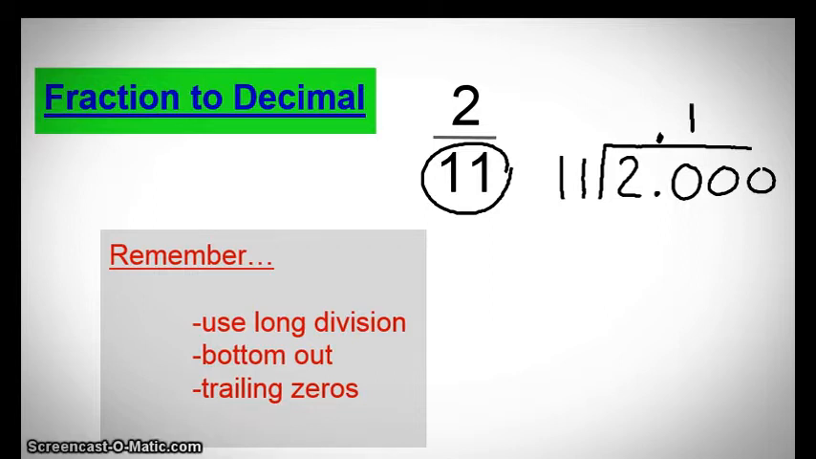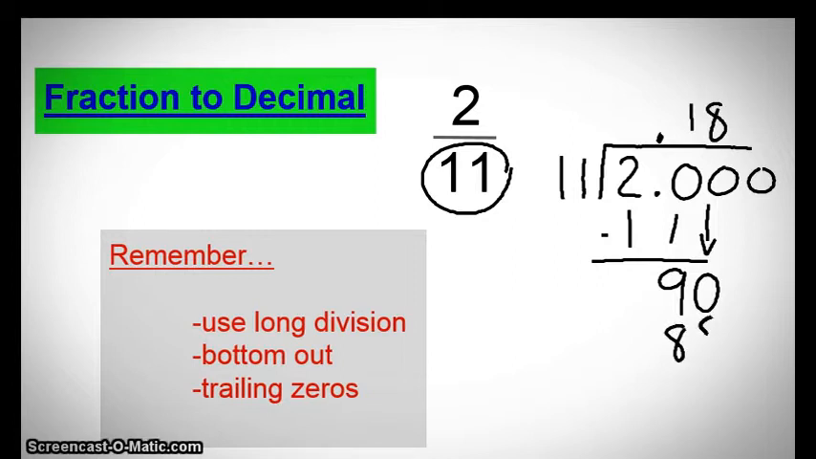11 goes into 20 one time, which is 11. Subtract and bring down the next 0. 11 goes into 90 8 times. 11 times 8 is 88. Subtract, you get 2, and bring down one more 0.